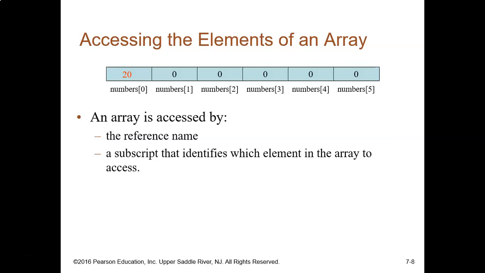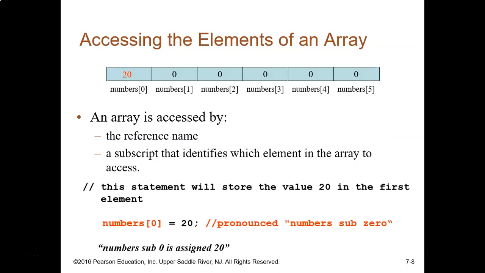So if I said, tell me where the number value 20 is located, you would say at index 0. Okay, so it's just a subscript that identifies which element in the array to access. We're going to look at a short program here in a moment. But this statement here will store the value 20 in the first element. Now, the first thing we have to do is call upon the name of the array, because if I had several arrays and I said, store this value in the array, the first question you would ask me is, which array do you want me to store it in? So I have to give you the name of the array.